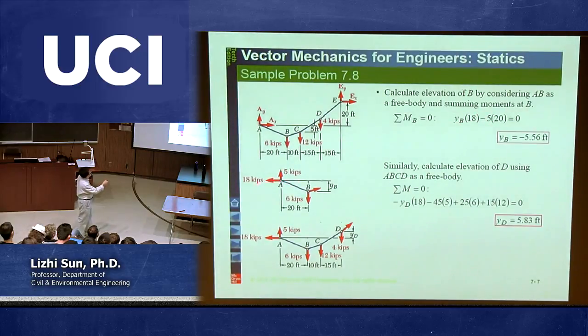And then the moment due to this 18 is 18 times YB, because that's the elevation, and that's counterclockwise. Minus the moment due to this force, that's supposed to be 0. From this equation, you can directly calculate YB. Based on your calculation, YB is negative 5.56. Negative 5.56, that means what? This one actually is going up.